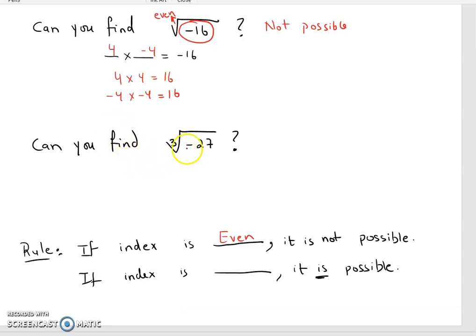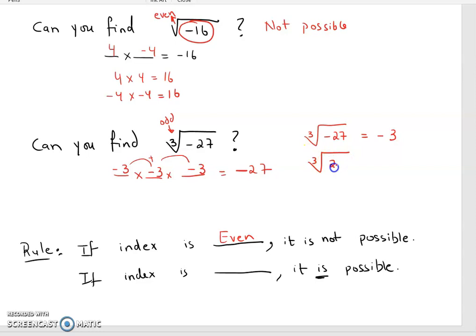However, if you try to find a number that can multiply itself 3 times, because the index is odd here, and it will give you negative 27, yes: negative 3, negative 3, and negative 3. This is the only possible combination, okay? Because negative times negative will give you positive, and then positive times a negative will give you back negative. So the cube root of negative 27 is negative 3. The cube root of positive 27 is just a simple positive 3. So this doesn't have those two possible answers.